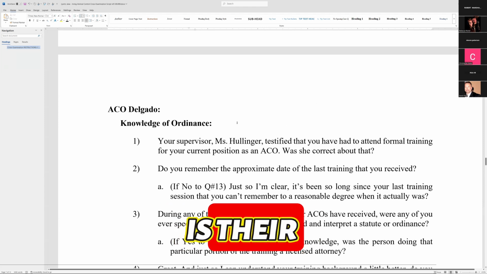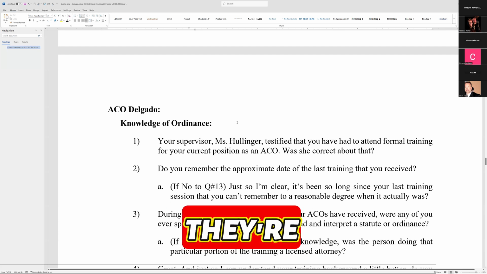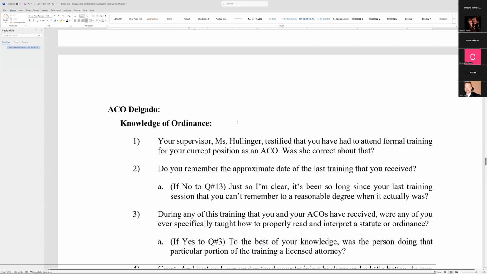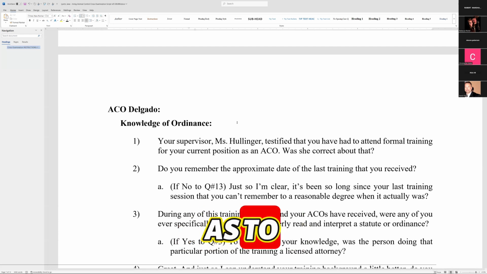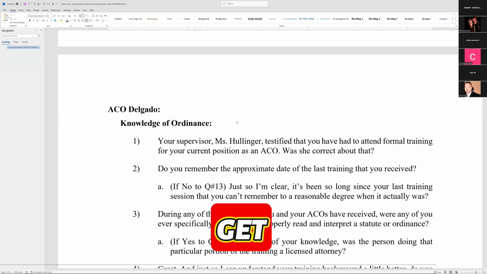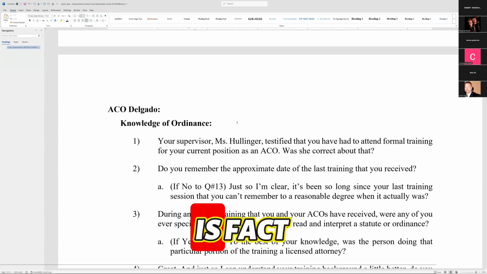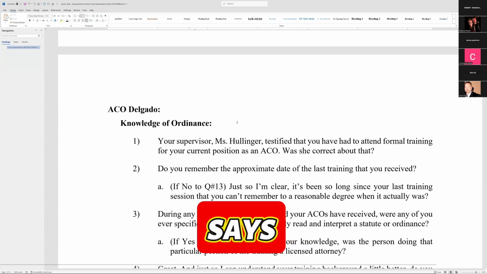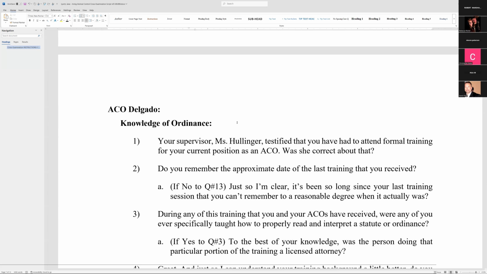All they've got left is their opinion, and they can't offer their opinion. They're not an expert witness, at least not as to the truth of the matter. We can ask them their opinion about what they think or believe, but we cannot get them to testify that their opinion is fact on what the ordinance says specifically and requires specifically.